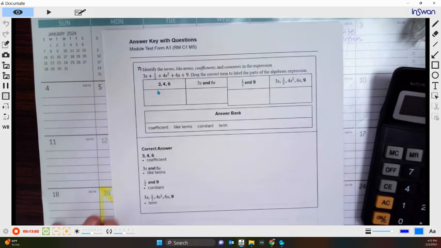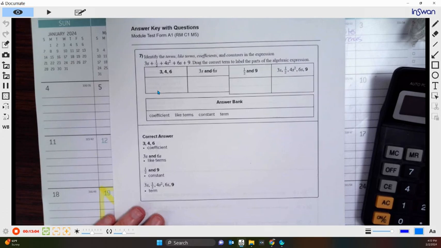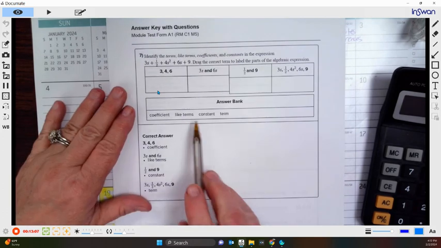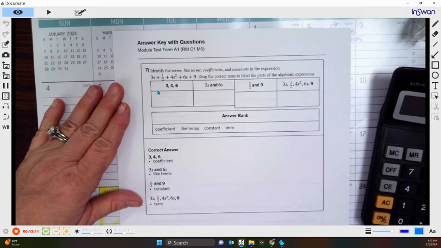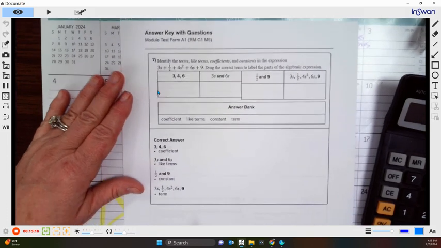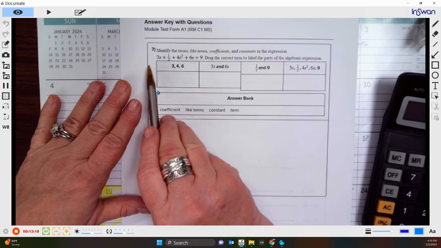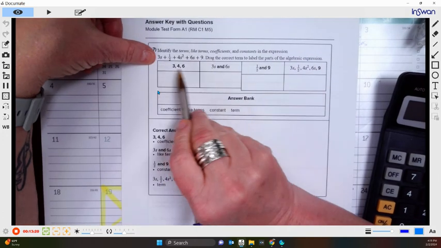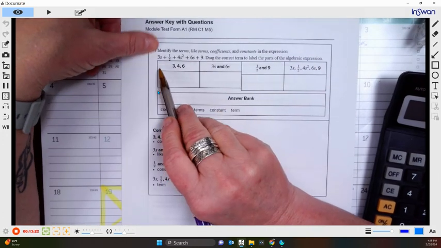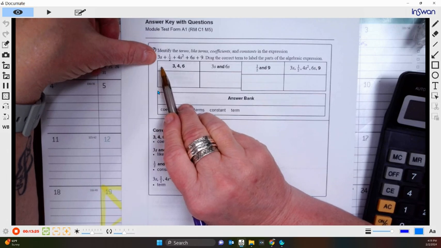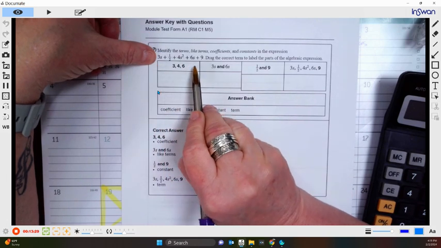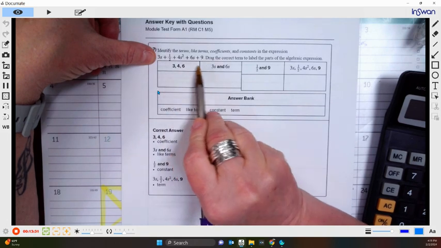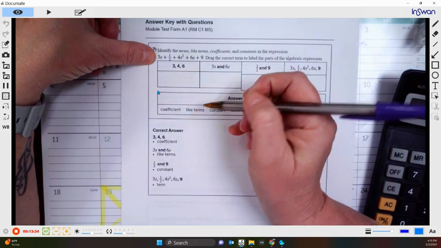All right. So on the next question, it is identify the terms, the like terms, the coefficients, and the constants. And of course, we had this on the board and we talked about it yesterday and we went over it again today. So hopefully you got this one right. But when you look at your expression, of course, I always rewrite it when it is online so that I can see. But when you look at your expression, we have 3s, 1/2, 4s squared, 6s, and 9. That's all of our terms that are in this expression.